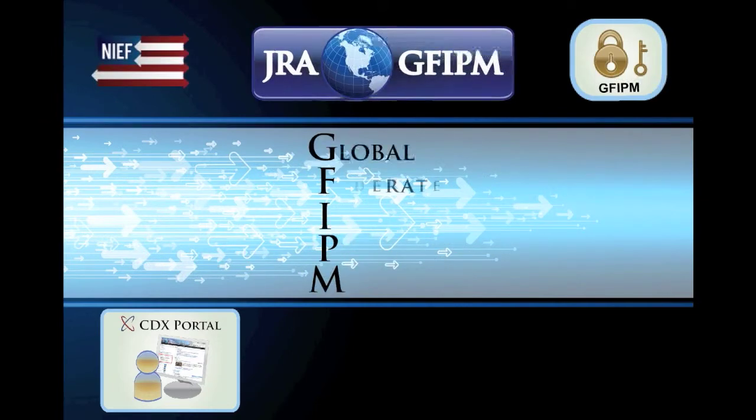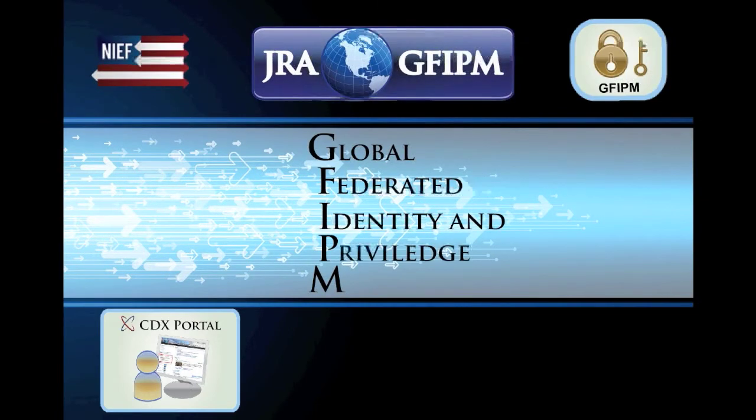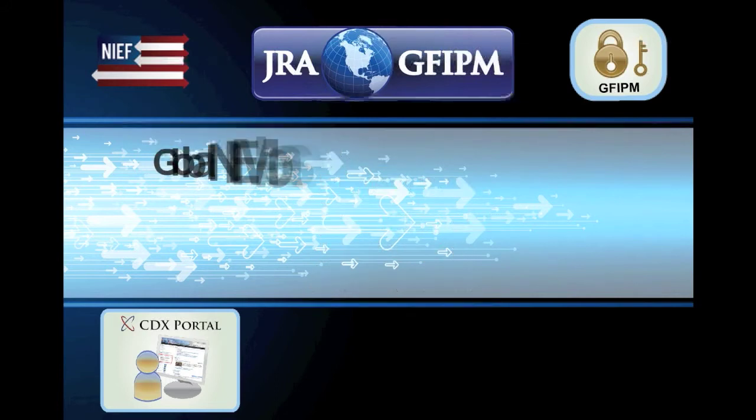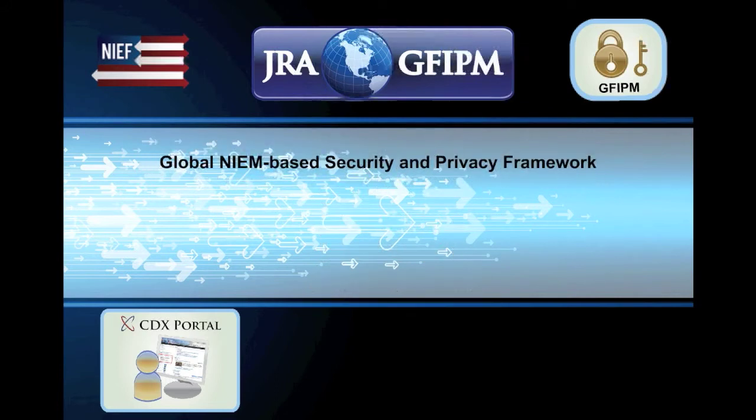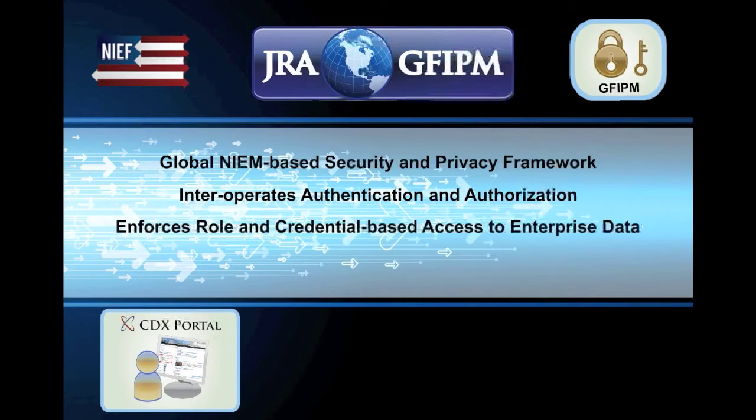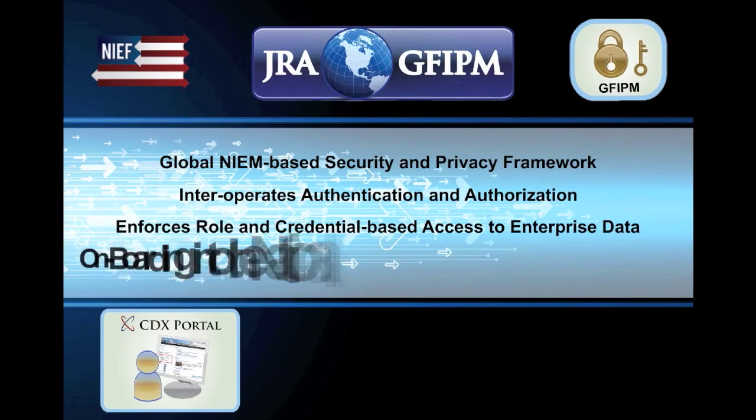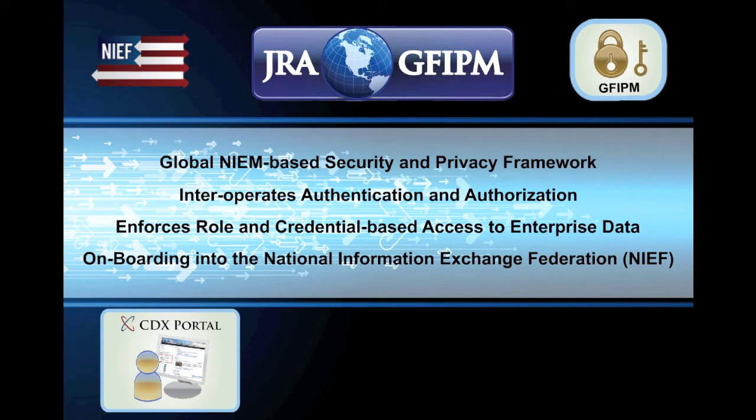GFIPM is the Global Federated Identity and Privilege Management Specification. GFIPM from Global uses NIEM metadata for security and privacy enforcement for role-based access control, using the justice credentials and certification of its users. And it's the required framework for joining the National Information Exchange Federation. Let's look at how GFIPM works.